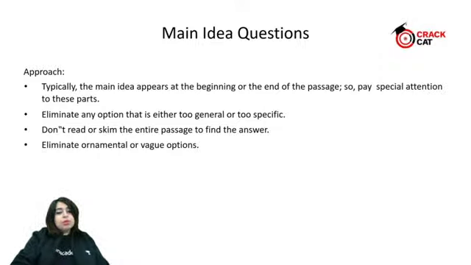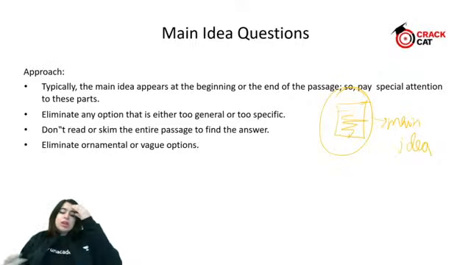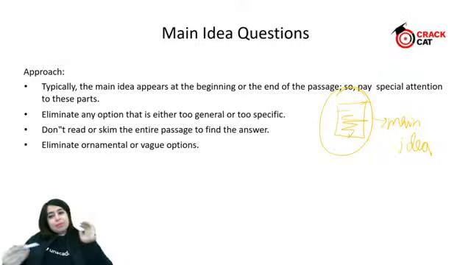So you should not even try to read or skim through the entire passage to find the correct answer. Please remember that the answer to this particular question is not there in any part of the passage. So you cannot go back to the passage and read the entire thing to find out the main idea. The main idea is something which we should ideally target to identify by the end of reading the passage. As soon as you're done reading the passage, you should be able to identify the main idea.